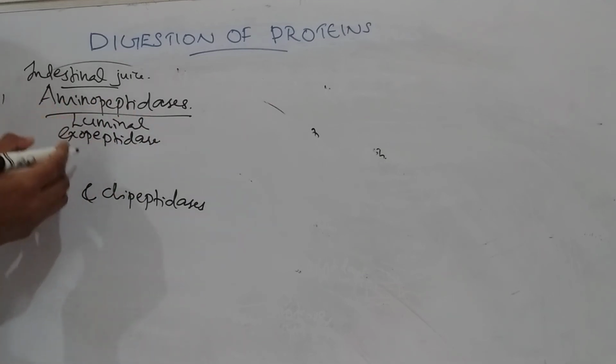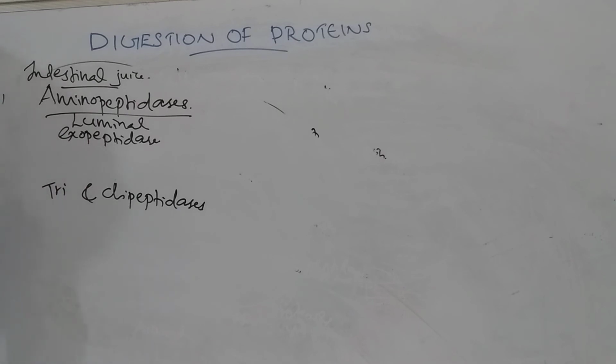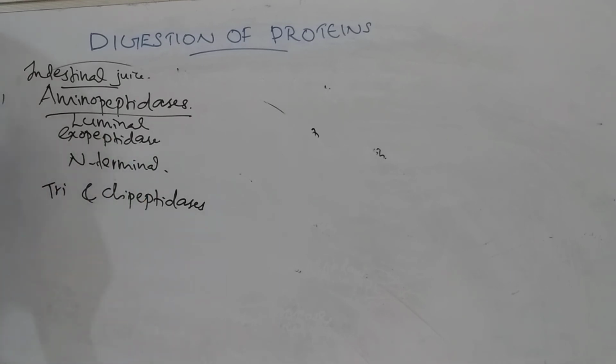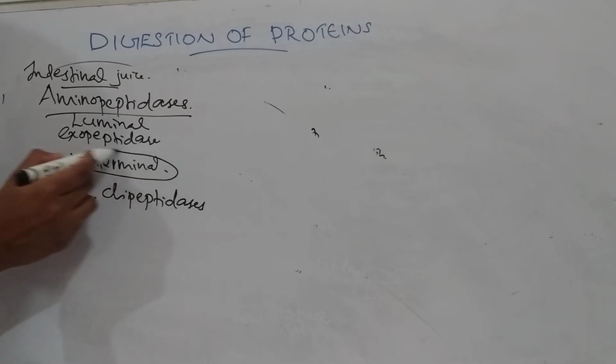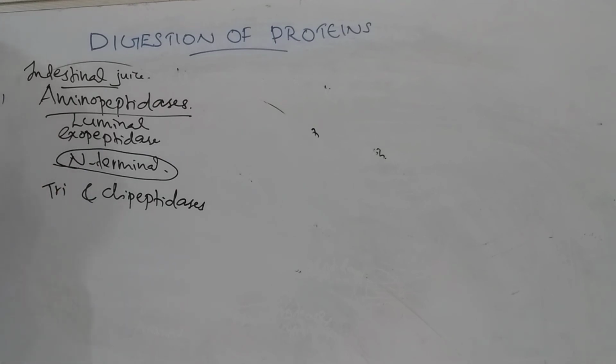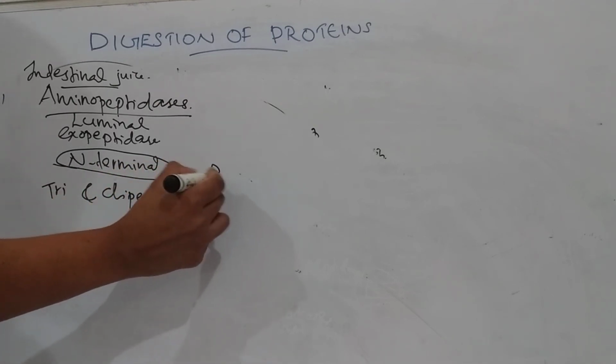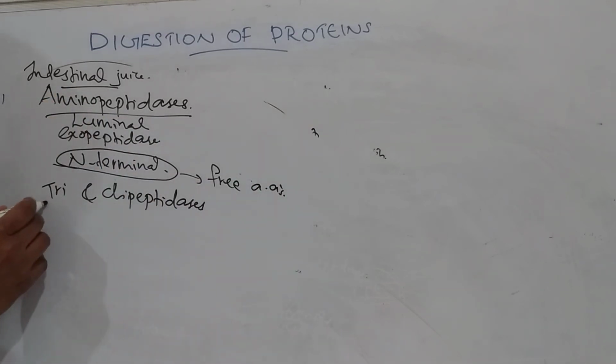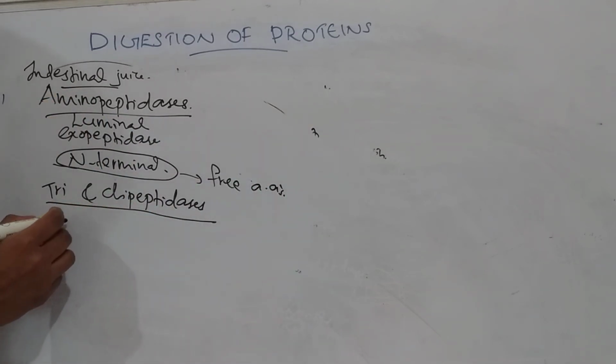Like carboxypeptidase, aminopeptidases are also exopeptidases. And aminopeptidases act on N-terminal peptide bonds. Carboxypeptidase acts on C-terminal or carboxy-terminal peptide bonds, and aminopeptidases act on N-terminal peptide bonds and release free amino acids. That is aminopeptidases.